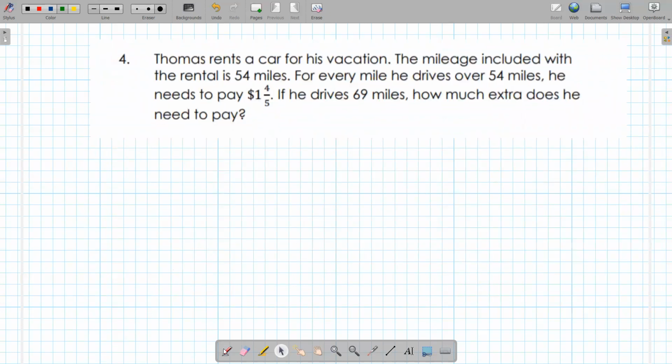This is another question. Thomas rents a car for his vacation and it's 54 miles. For every mile he drives over 54 miles, he needs to pay 1 and 4/5. If he drives 69 miles, how much extra does he need to pay? Wait. So how much does he have to pay for a mile? I'm confused. Yeah, you need to first figure that out.